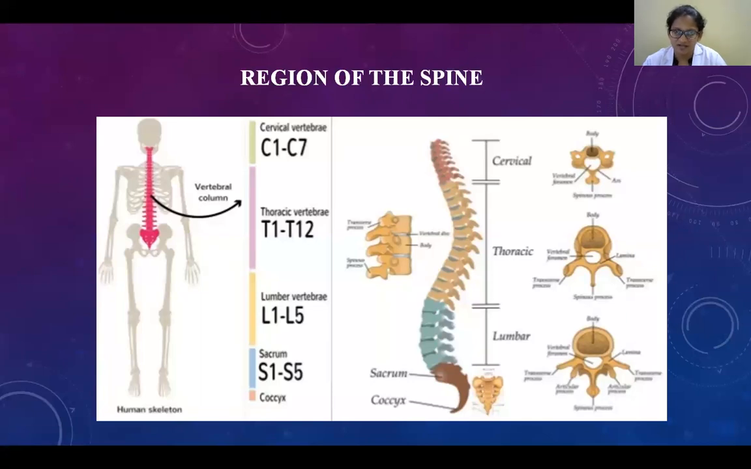See, these are the cervical vertebrae. These are the thoracic vertebrae. These are the lumbar vertebrae, and these are the sacral vertebrae, and this is the coccyx.